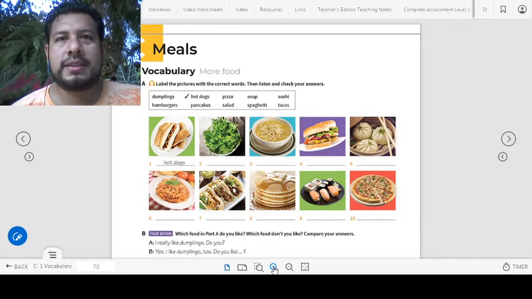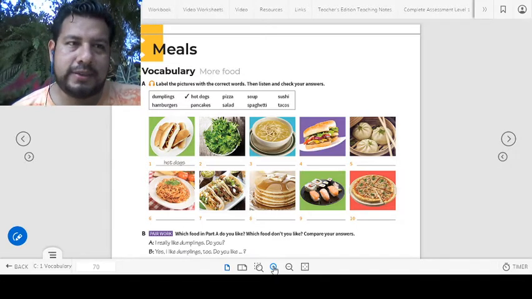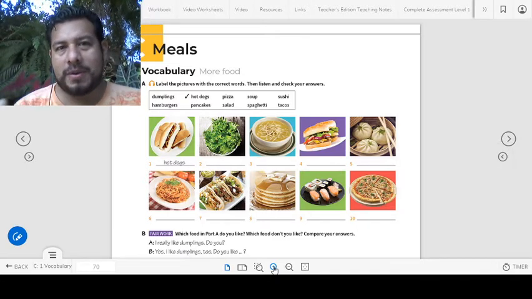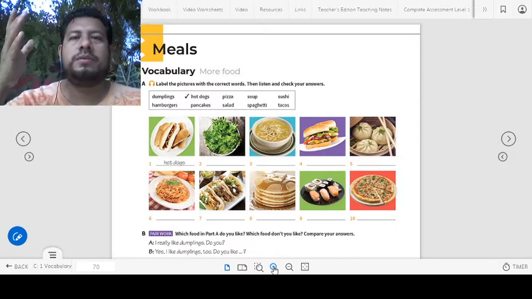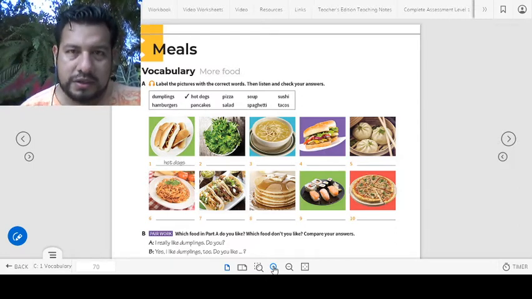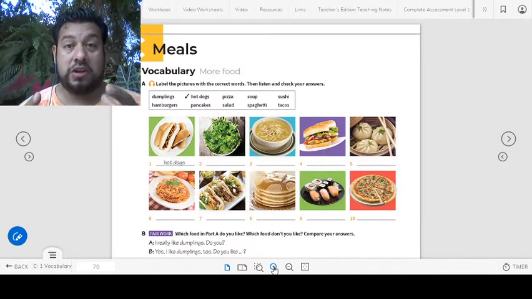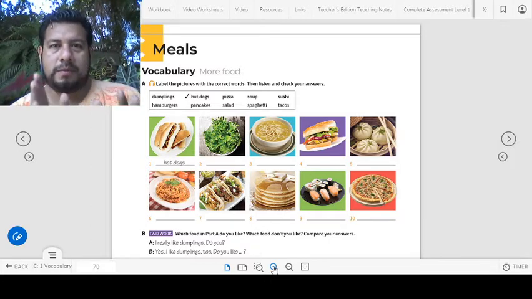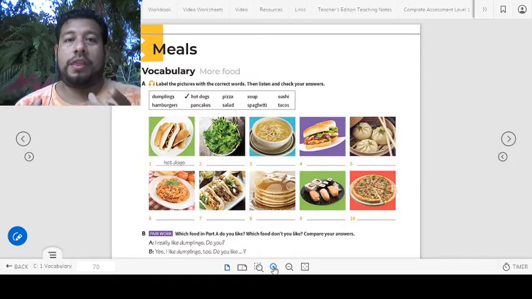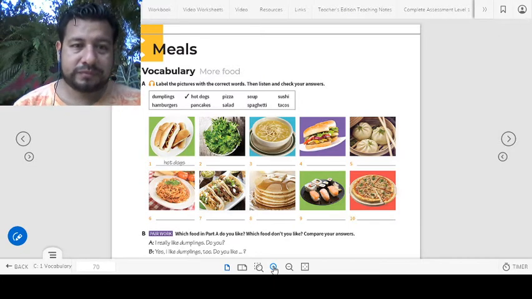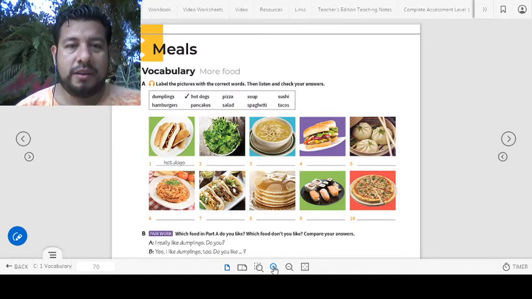So an appropriate translation for meals is basically to say comidas, okay? When you talk about meals, you can refer to the breakfast, to lunch, or to dinner. That's general for meals, not only a product like tomatoes or bananas, but a whole thing, like a dish. So we have vocabulary about more food. Remember that in this unit we're talking about food. So label the pictures with the correct words and then listen and check your answers.